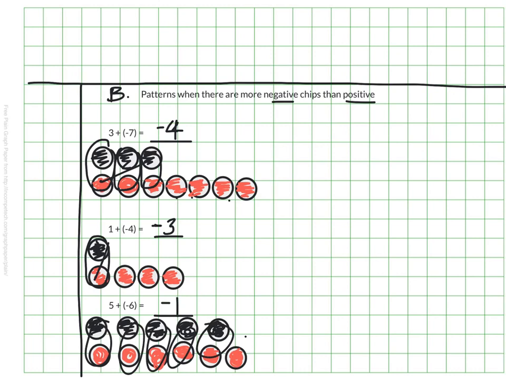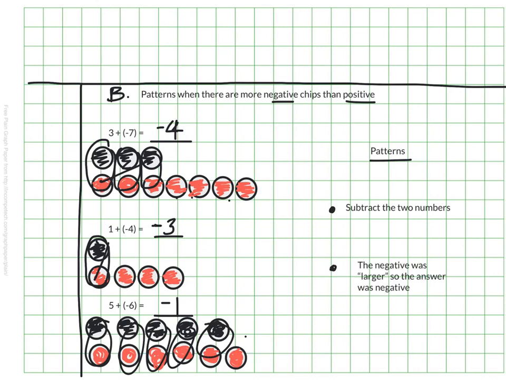So let's think about some patterns that we see. I'm going to write them to the side as I did on my previous slide. And my patterns are actually pretty similar. If I look at my numbers, I had a 3 and I had a 7, and my answer was a 4. So it looks like I'm subtracting: 7 minus 3 is 4. 4 and 1, if I subtract those, I get my 3. And 6 and 5, if I subtract those, I get a 1. So it looks like, just like before, I'm subtracting my 2 numbers. But this time, my answer is a negative. Last time it was a positive, but this time it's negative.